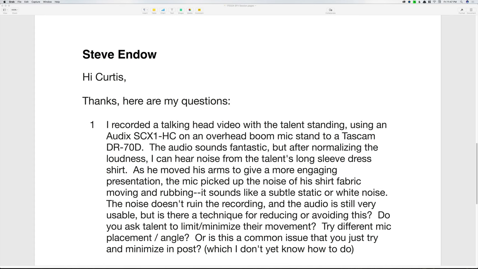The audio sounds fantastic, but after normalizing the loudness, I can hear noise from the talent's long-sleeved dress shirt. As he moved his arms to give a more engaging presentation, the mic picked up the noise of his shirt fabric moving and rubbing. It sounds like a subtle static or white noise. The noise doesn't ruin the recording, and the audio is still very usable. But is there a technique for reducing or avoiding this? Do you ask talent to limit or minimize their movement, try different mic placement or angles? Or is this a common issue that you just try to minimize in post?